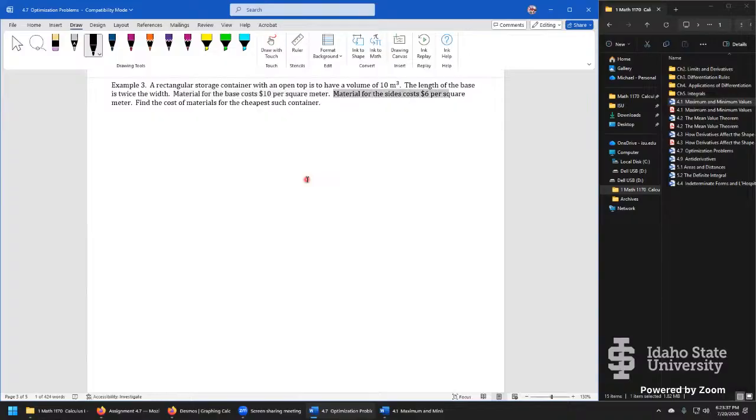Material for the sides costs even less, $6 per square meter. Again, really, really cheap, probably a flimsy material. It's got to have 10 cubic meters of volume. And we're trying to find the right length and width for the cheapest such container. It's cheap already, but maybe we're doing a lot of these and we want to build this as cheaply as possible. So a lot going on with this context.